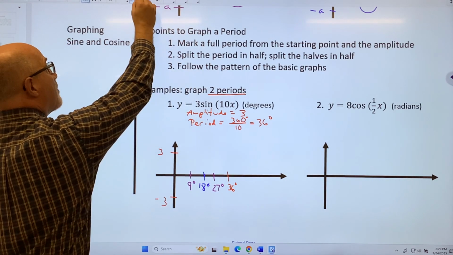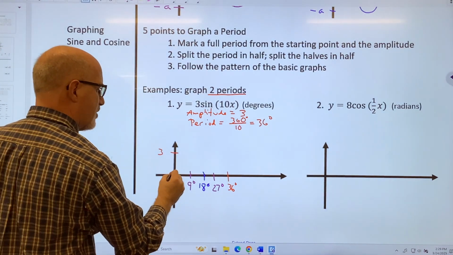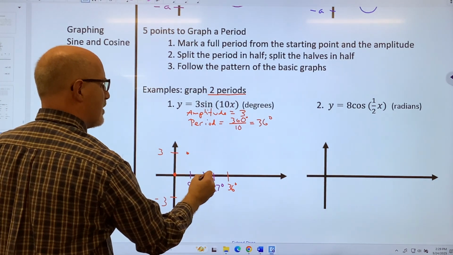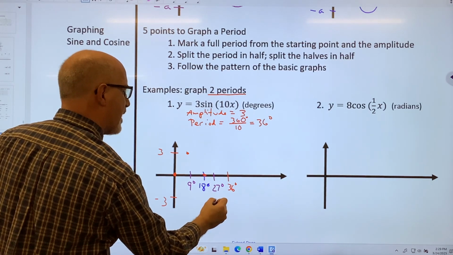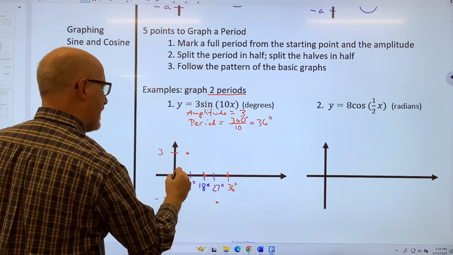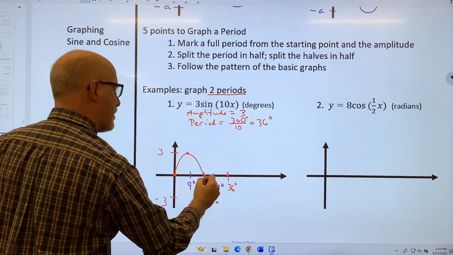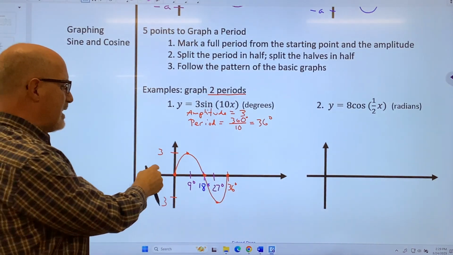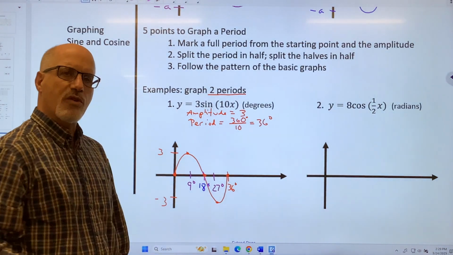So now when I draw my graph, sine starts on the axis in the midline. You go up to the top, to the midline, to the bottom, and then to the midline again. Here is 1 period of sine. Okay, so we use these 5 key points to draw the graph.